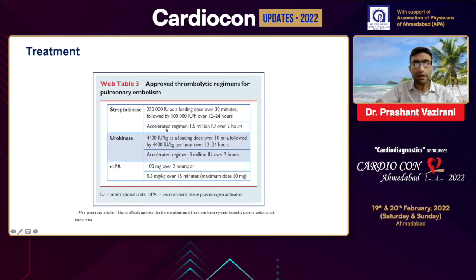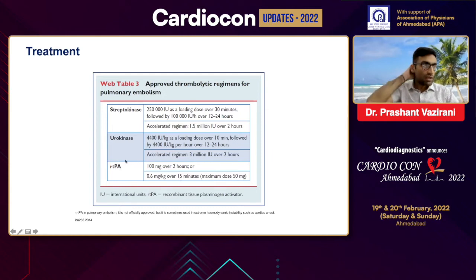There is an accelerated regimen of 1.5 million units over 2 hours, but it causes hypotension. Urokinase, we give 4,400 units per kg as loading over 10 minutes, followed by 4,400 units per kg per hour for 24 hours. There is also an accelerated regimen, but it is not commonly used. Most commonly used is alteplase: 100 milligrams has to be given over 2 hours, or a maximum dose of 50 milligrams has to be given over 15 minutes, which is the accelerated regimen.